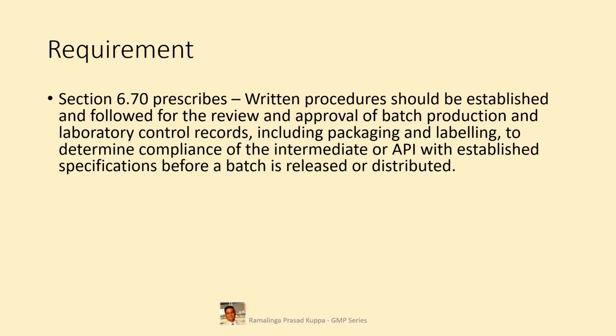Section 6.70 prescribes written procedures should be established and followed for the review and approval of batch production and laboratory control records, including packaging and labeling, to determine compliance of the intermediate or API with established specifications before a batch is released or distributed. This section prescribes to have a detailed written procedure for review and approval of the BPR.